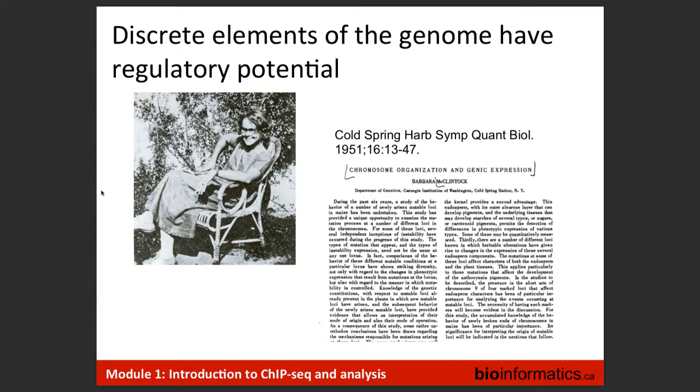Barbara McClintock famously discovered these discrete elements of the genome, so-called transposable elements, that have regulatory potential. These are regulatory elements that we, of course, study quite extensively now using epigenomic tools such as ChIP-seq, looking at marks such as K27 acetylation. These discrete elements could jump around the genome, and wherever they landed, they could regulate the gene that was nearby. So this is the concept that there are discrete regulatory elements that can move around the genome, that we can measure, and that can regulate nearby genes.